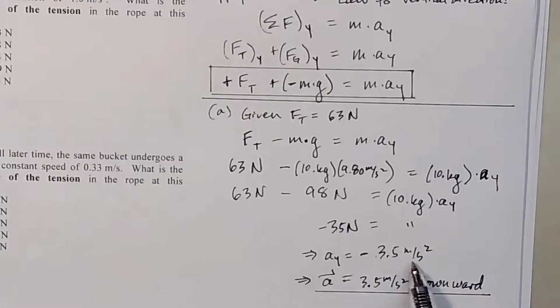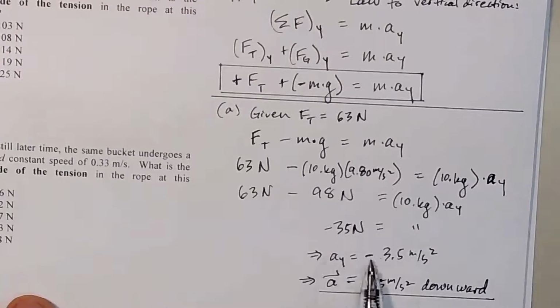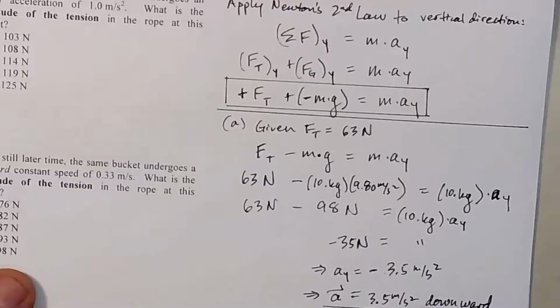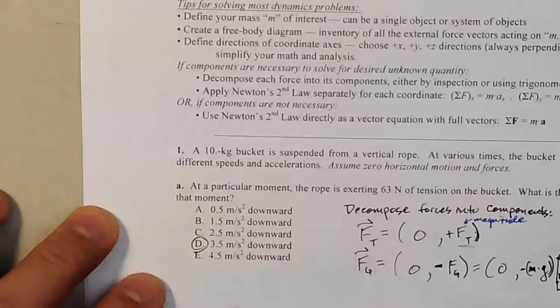Or if we just ask for the y component, fine. But if we're asked for the magnitude, it's always positive. So the magnitude is 3.5 meters per second squared. The y component is negative, so the direction is downward. No x component. All right, so the answer is D.